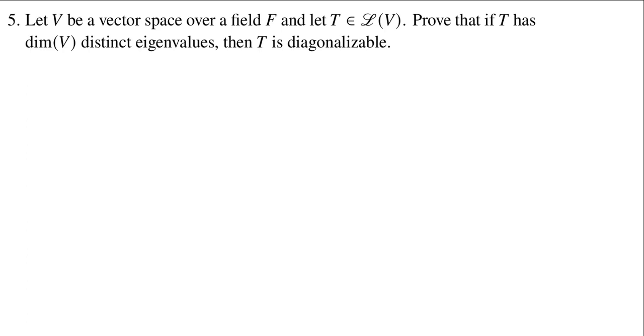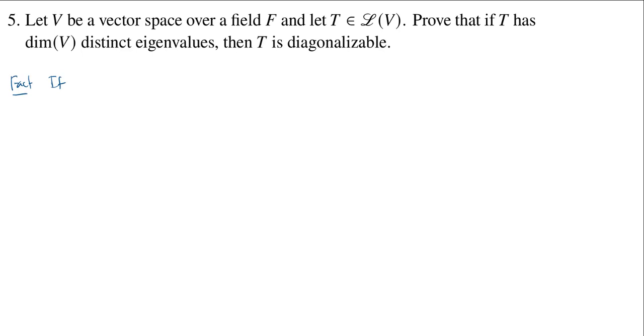We have a vector space V over a field F and a linear operator T on V. We want to prove that if T has dim V distinct eigenvalues, then T is diagonalizable. All right, so this relies on a result we showed. So there's a fact here that we proved.